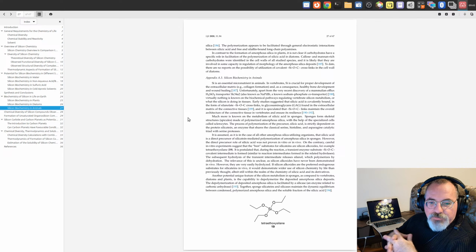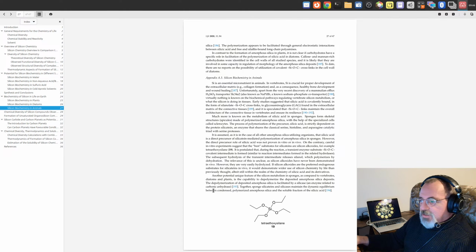Another potential unique feature of the silicon metabolism in sponges, as compared to vertebrates, diatoms, and plants, is the capability to depolymerize the deposited amorphous silica deposits. The depolymerization of deposited amorphous silica is facilitated by a silicase, an enzyme related to carbonic anhydrase. Together, sponge silicateins and silicases maintain the dynamic equilibrium between condensed polymerized amorphous silica and the soluble fraction of the silicic acid.